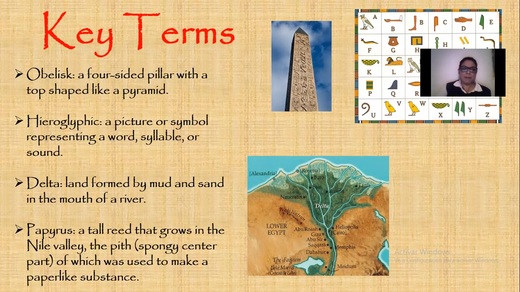Papyrus. Papyrus is a tall reed that grows in the Nile Valley. The pith, which is the spongy center part of it, was used to make a paper-like substance. But don't get fooled by it.